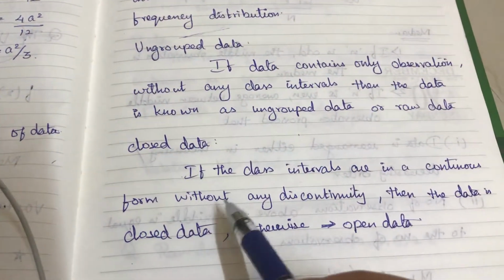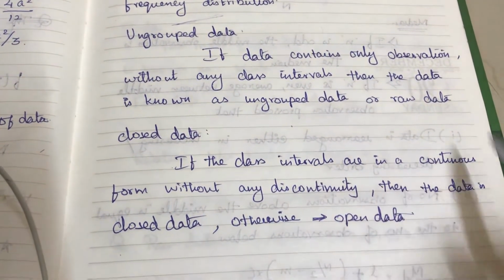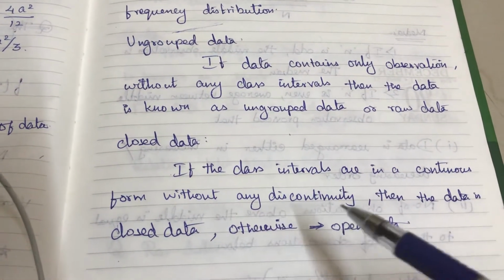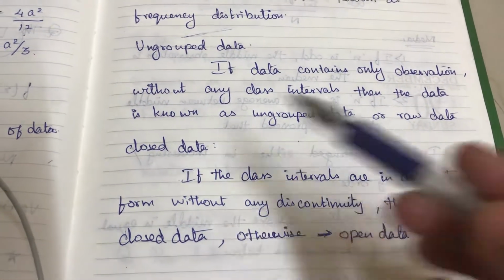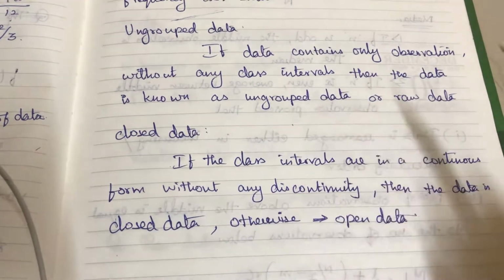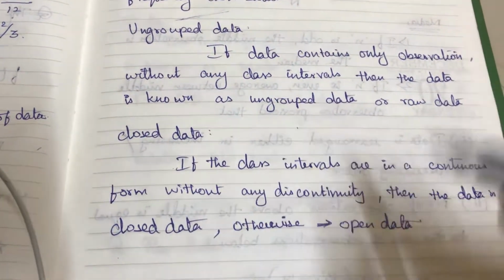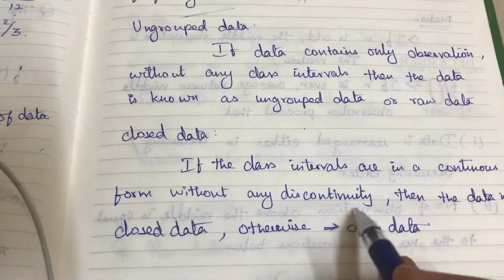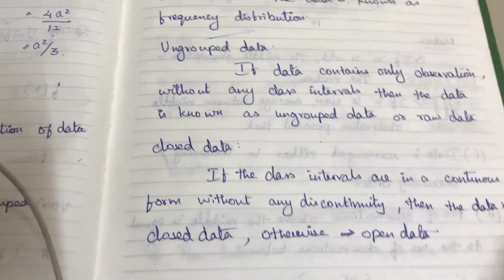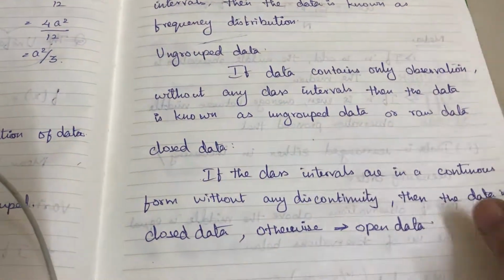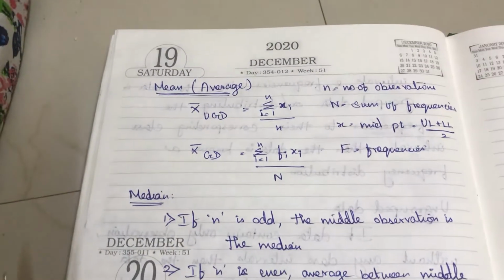Closed data: if the class intervals are in a continuous form without any discontinuity, so it goes on continuously and does not have any discontinuity point, then the data is closed data. Otherwise it is open data.